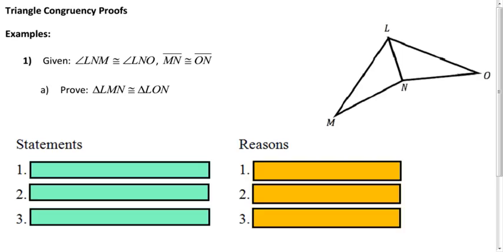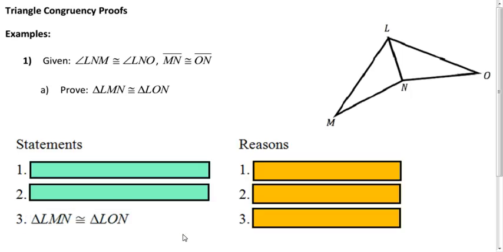So here's our first example. And we always want to end with what we want to prove. So we want to prove this statement. We want to show that triangle LMN, the one on the left, is congruent to triangle LON.